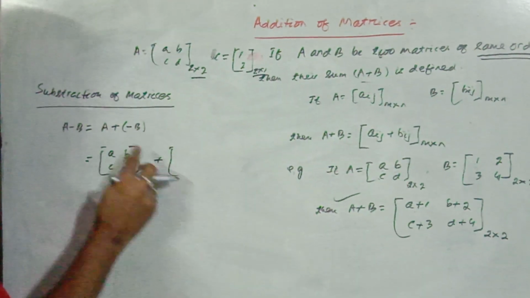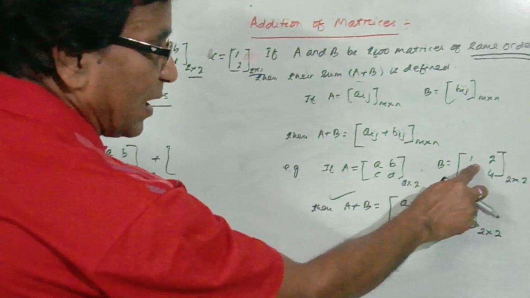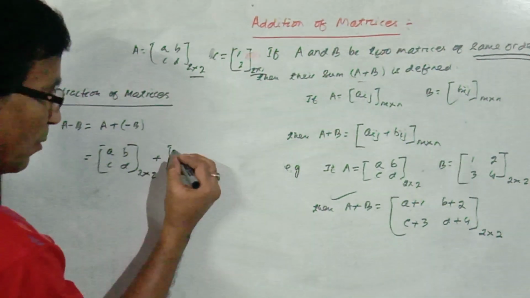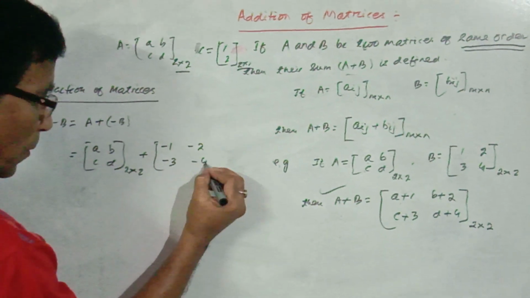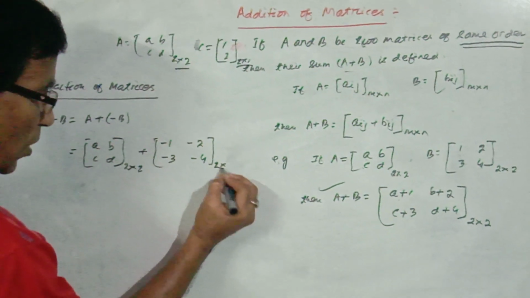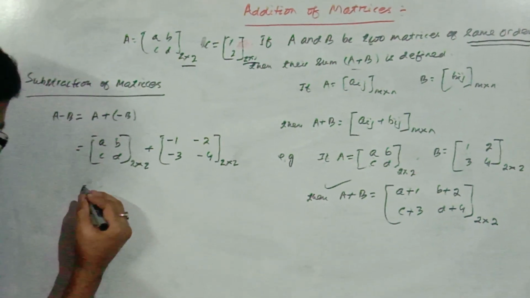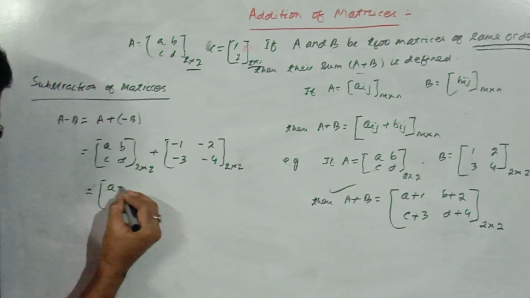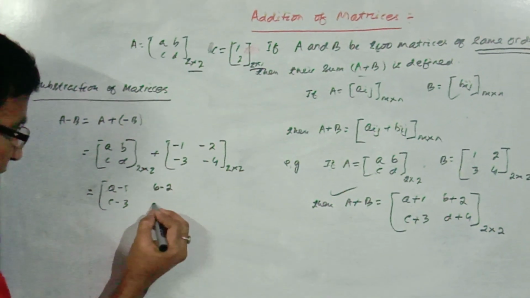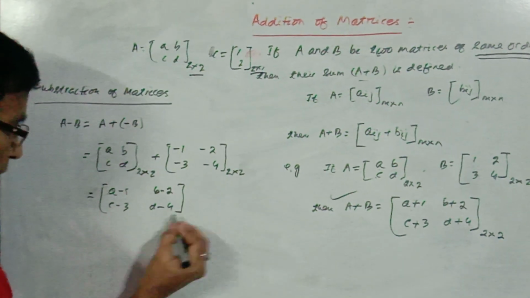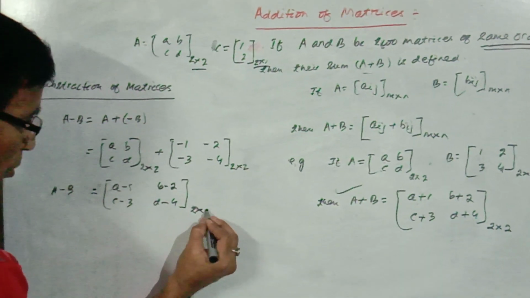Plus, if you multiply matrix B with minus, then we have to multiply every element of the matrix B with minus 1. So it will be minus 1, minus 2, minus 3, minus 4. It is of order 2 by 2. Now we can add these two matrices. So what will be the sum of these two matrices? It will be A minus 1, B minus 2, C minus 3, D minus 4. So this is A minus B. Matrix A minus B is of the same order 2 by 2.